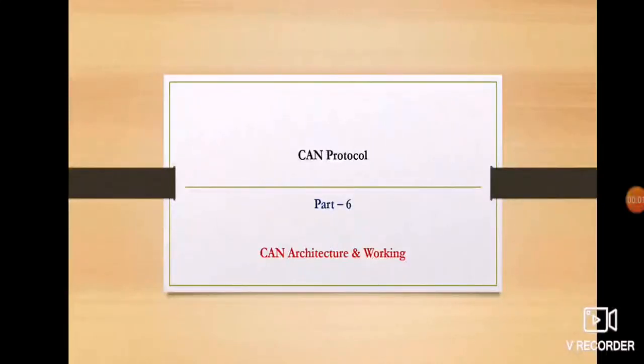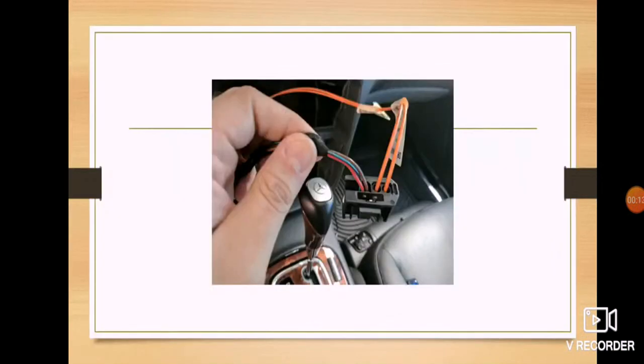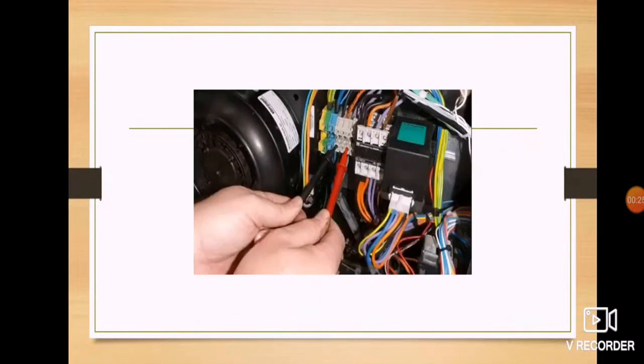Part 6. In this, we are going to see about CAN architecture and working. That is the working of the CAN protocol as well as the architecture which we deal with. Before that, we have just given the pictorial representation of the CAN protocol. These are all just a CAN bus. In this way, the CAN has been implemented in the real car.